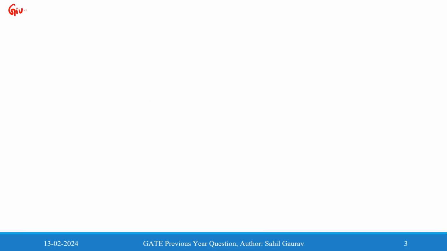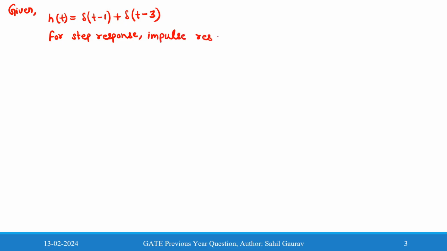So we are given with the impulse response. Impulse response is given as h(t) equal to delta(t minus 1) plus delta(t minus 3), and we know that for a step response, impulse response can be integrated.